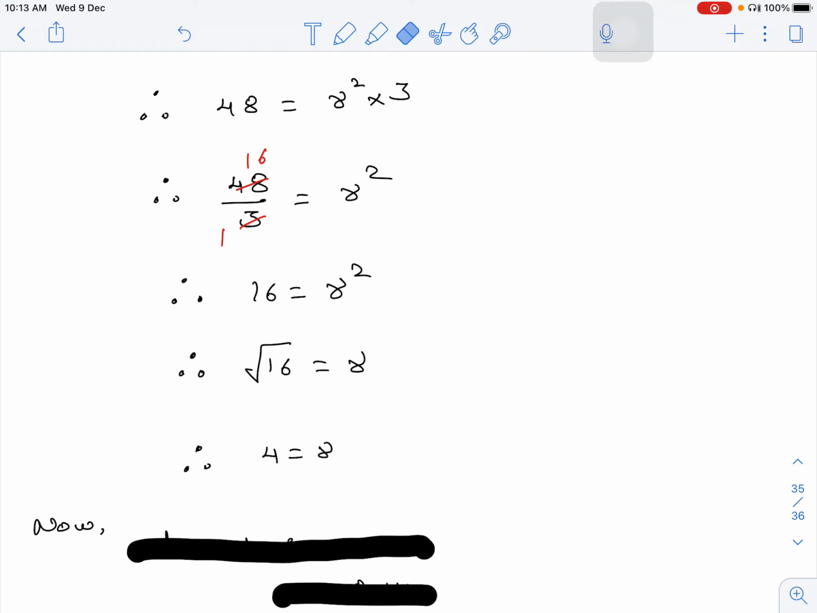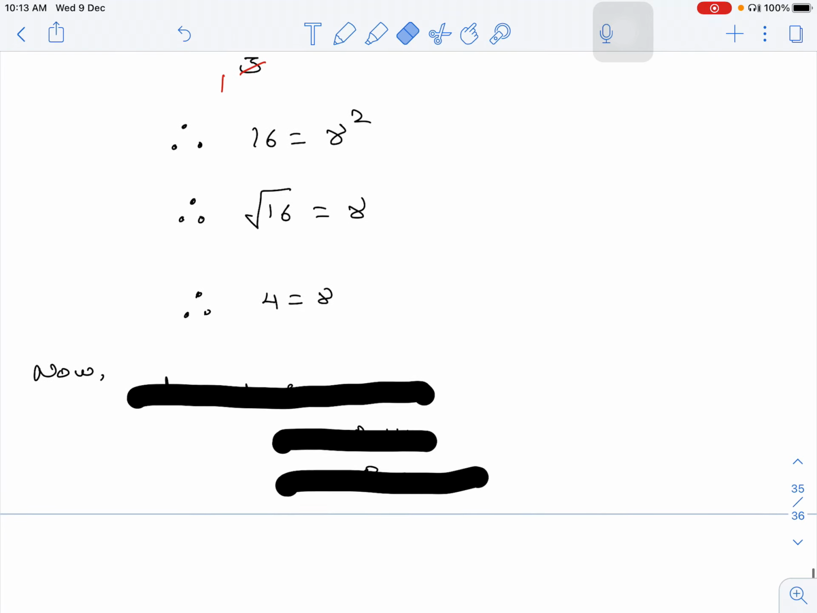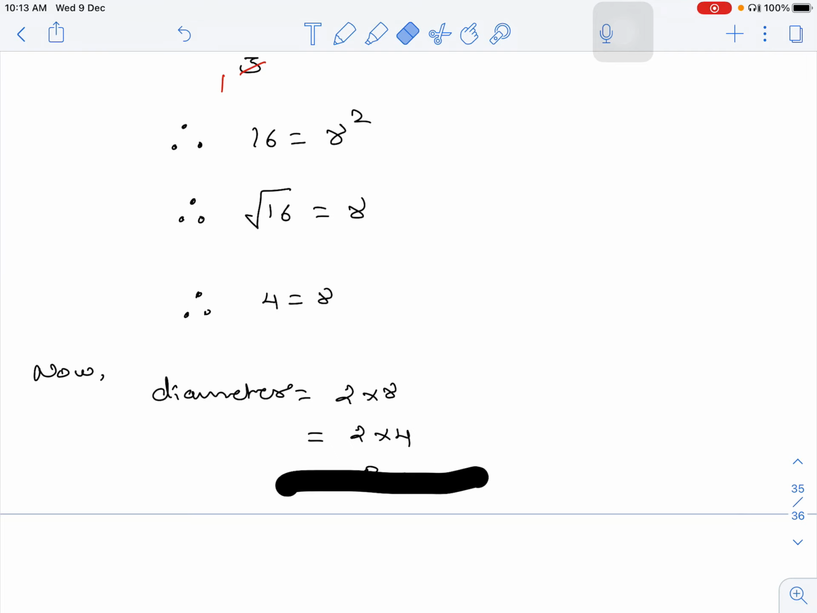Now we have the value of the radius. Now we have to find the value of the diameter from this. So the diameter is what? 2 into radius, so that equals 2 into 4 equals 8 centimeter. So in this way we can find any one value when the remaining two values are given.